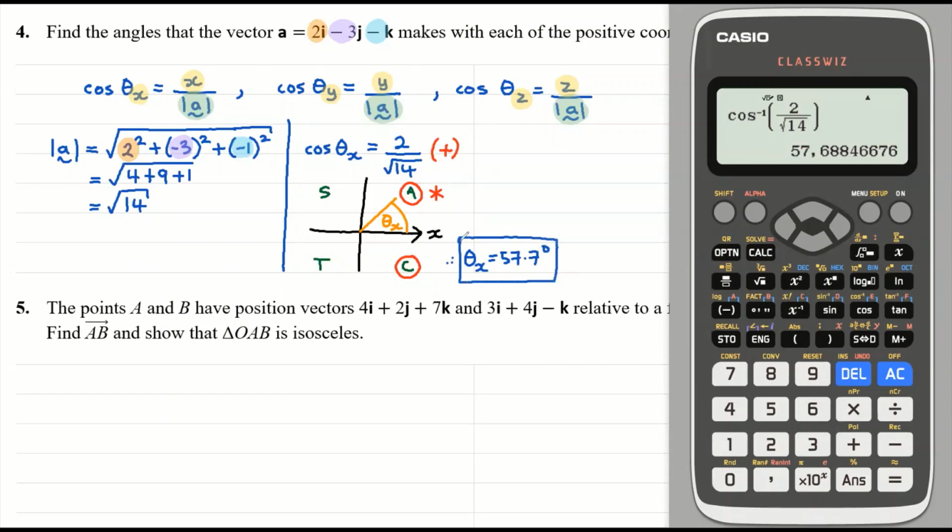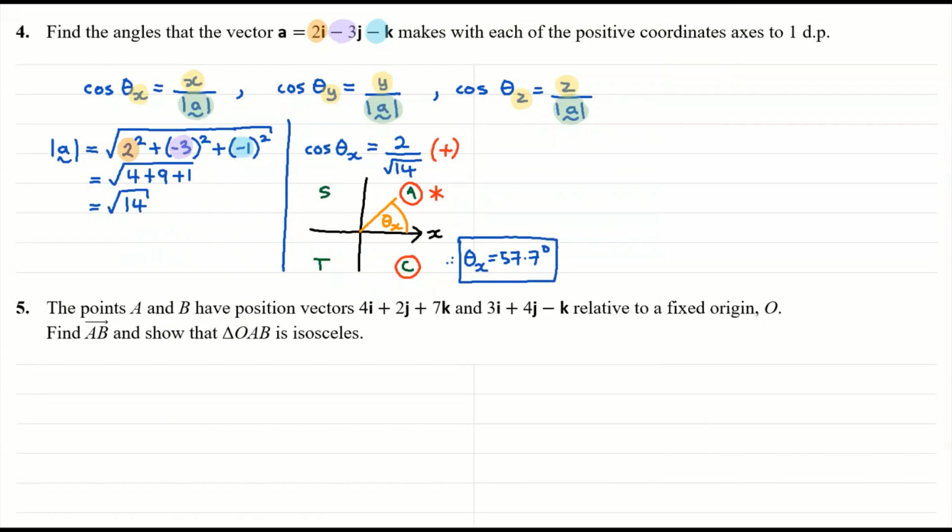Okay, so that's the first one. Now, we repeat this for theta y and theta z. So let's bring this down. Let's partition that off. If we do cosine of theta y, you'll notice this is a negative value. So this is going to be negative 3 over root 14.